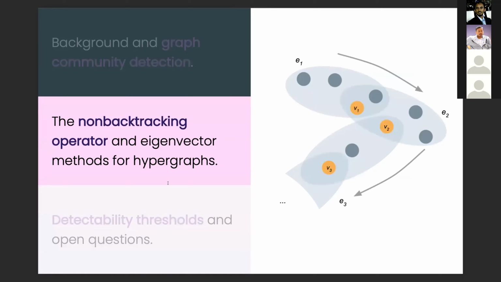All right, so that's all of the background material for the talk. And so now I'm going to jump into things that are maybe familiar to some, but likely a little bit less familiar, and so I'll go into more detail. I'm going to focus today's talk on the non-backtracking operator, and I'm going to show you how to develop eigenvector methods for non-uniform hypergraphs using that matrix.